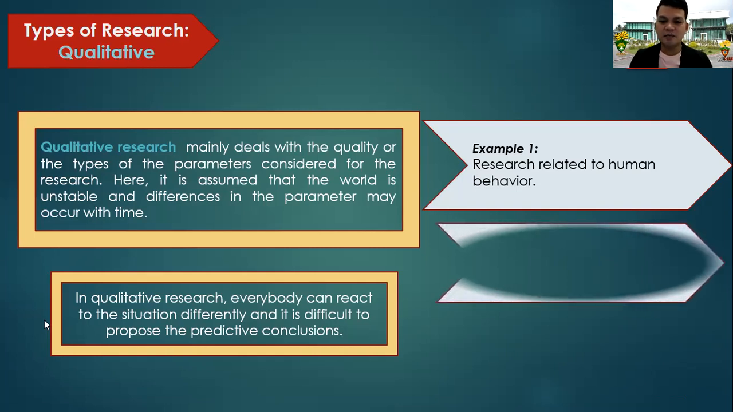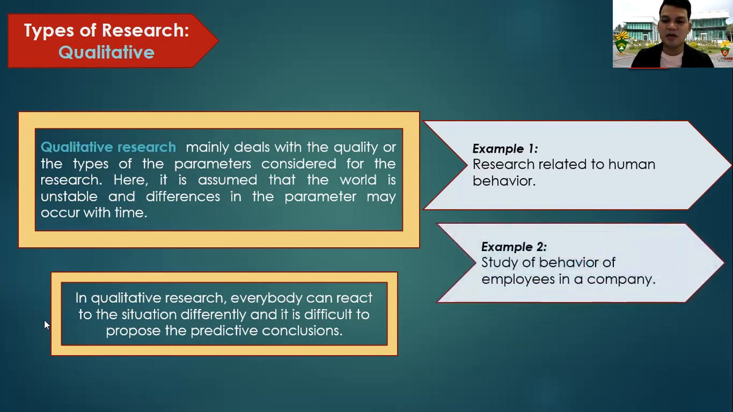Okay, another example is the study of behavior of employees in a company. So it's a survey type research wherein the researcher already knows the bounds and the limits, the scope of the research, because different people, different respondents have different reactions or different perceptions on the situation. Okay, so it's a qualitative research.